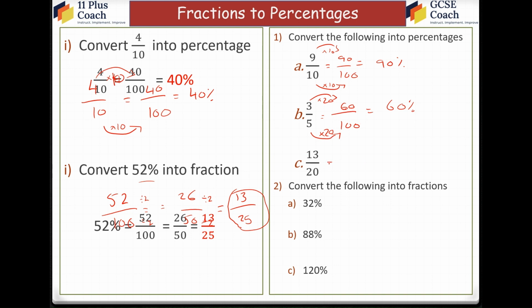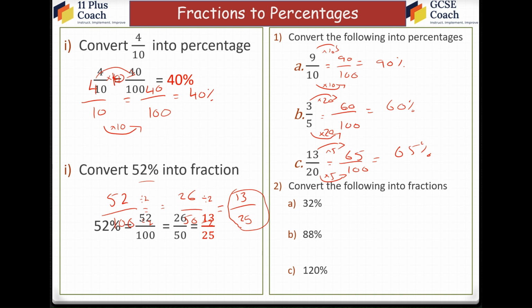Next question, 13 over 20. I can make it over 100, because 20 does go nicely into 100 5 times. So I must times 13 by 5 as well. The answer for that will be 65. And that will be 65%. Hopefully you've got that right.